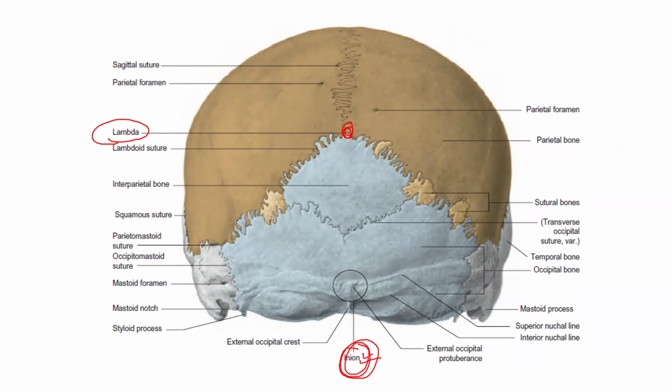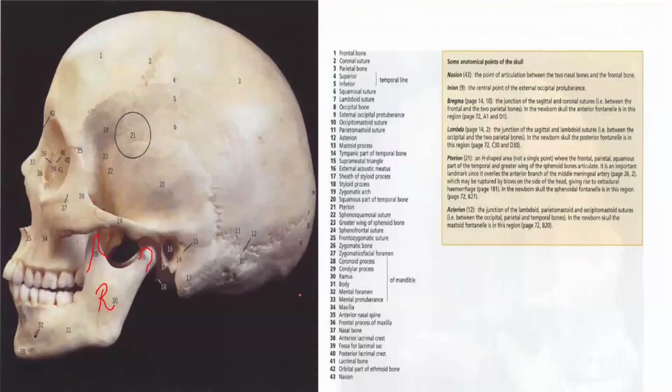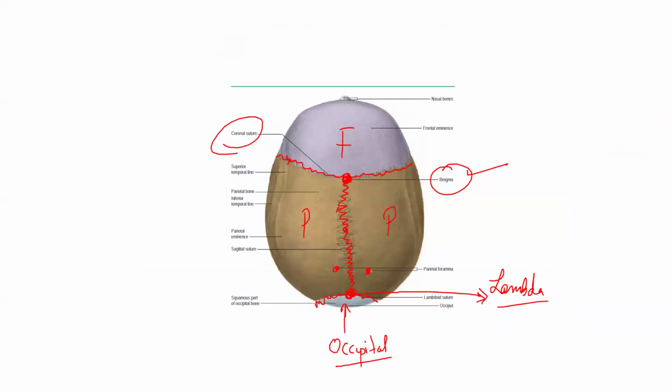Okay. Next is the obelion. Obelion is the point between the two parietals. So you see the two parietal foramen. This point is known as the obelion. Okay. What was the name of this point, the highest point on the sagittal suture? Anyone? Very good. Vertex.